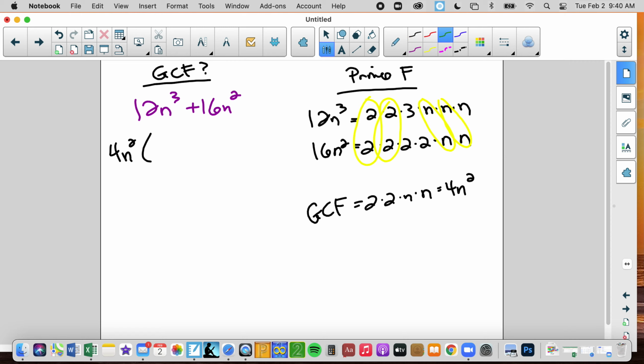If we take a 4n squared, the yellows, from 12n cubed, what are we left with? We're left with 3n. So that's what's left when we divide or factor that from the 12n cubed. What's left when we take out a 4n squared from 16n squared is going to leave me with 2 times 2, or 4. So that's what we're doing. We're just factoring, dividing or taking away those factors from those terms.